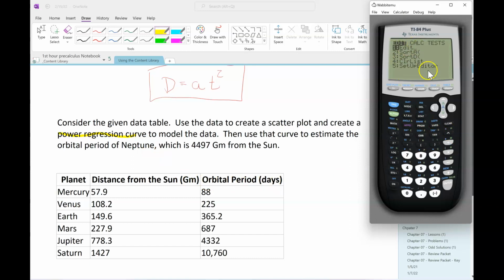So I hit Stat, go over to Calc, and I'm going to scroll down to find the power reg. There it is. PWR is short for power.